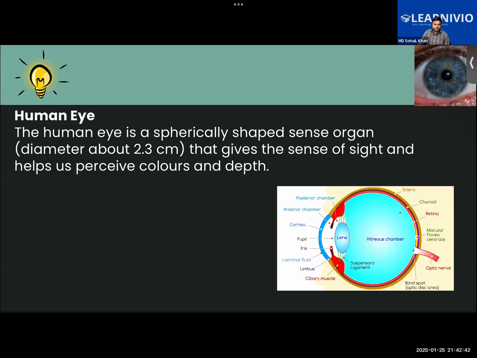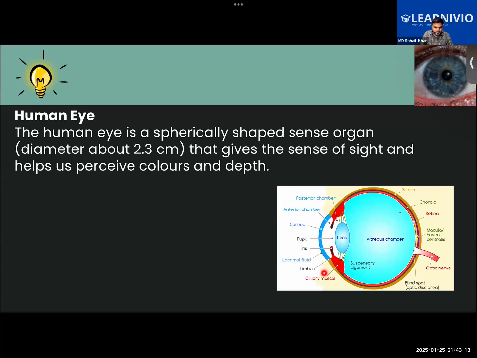Getting it now? Okay, further, is the eye filled with any kind of fluid? Yes, vitreous humor and aqueous humor. Exactly, the vitreous humor and the aqueous humor. Where is the aqueous humor present?